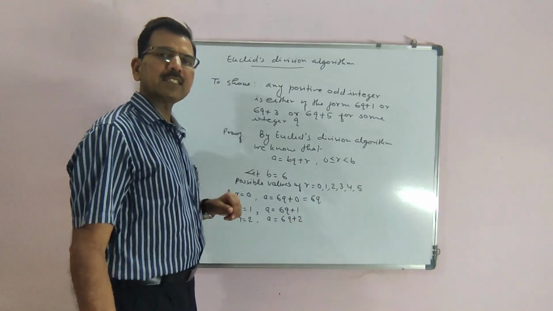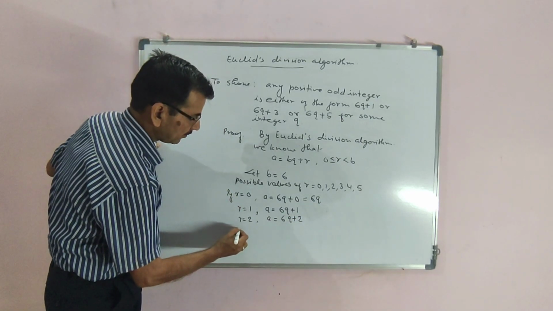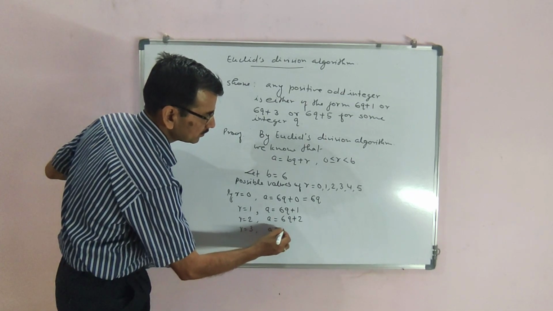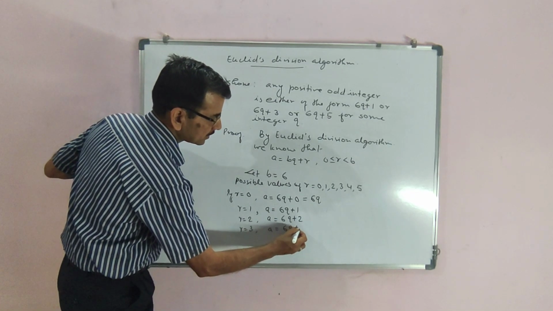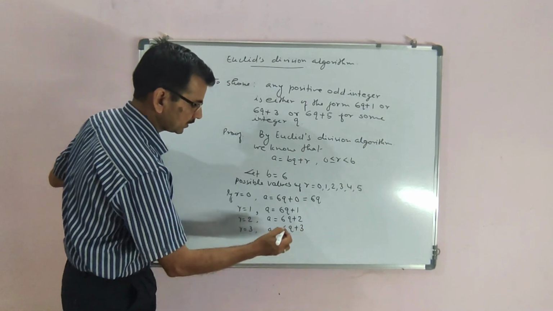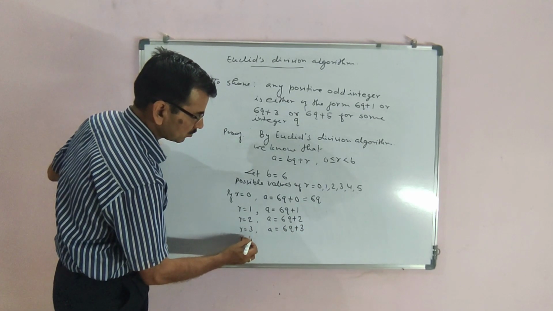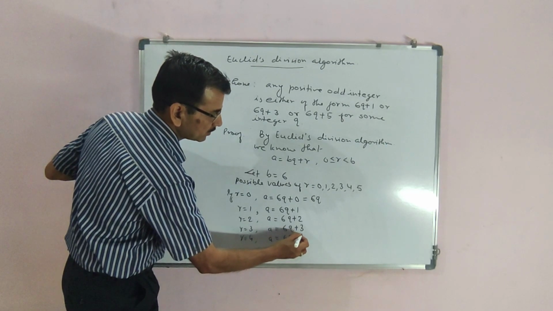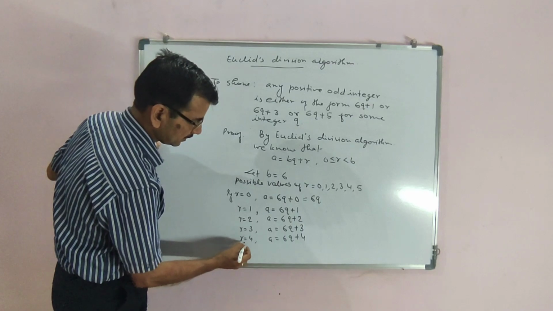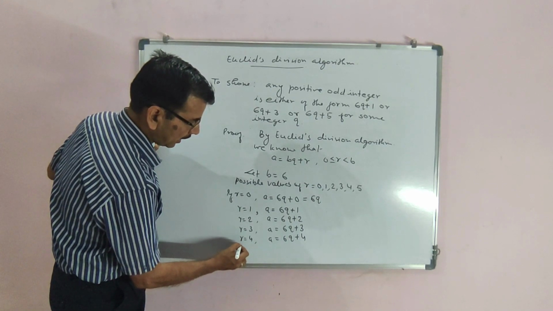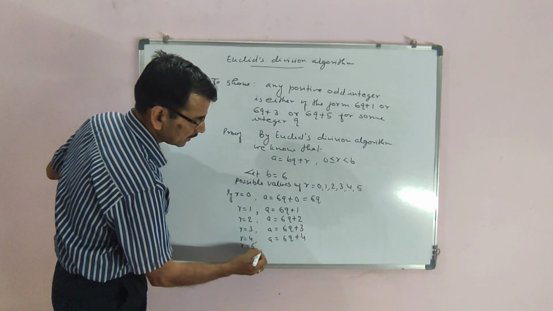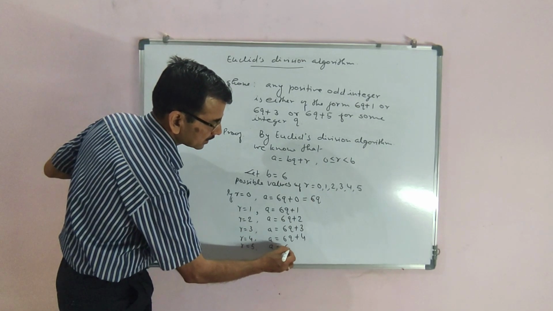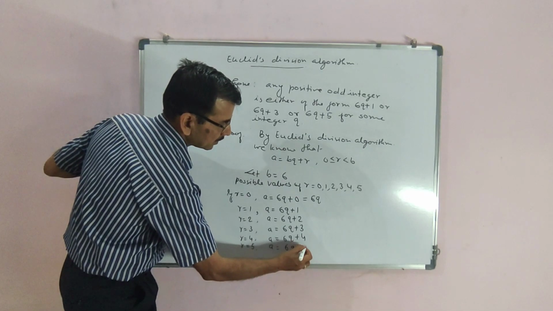Yes, many have got the answer. If r equals 3, then a equals 6 cube plus 3. Very good. If r is equal to 4, a equals 6 cube plus 4. Go on. Next, r equals 5, then a equals 6 cube plus 5.